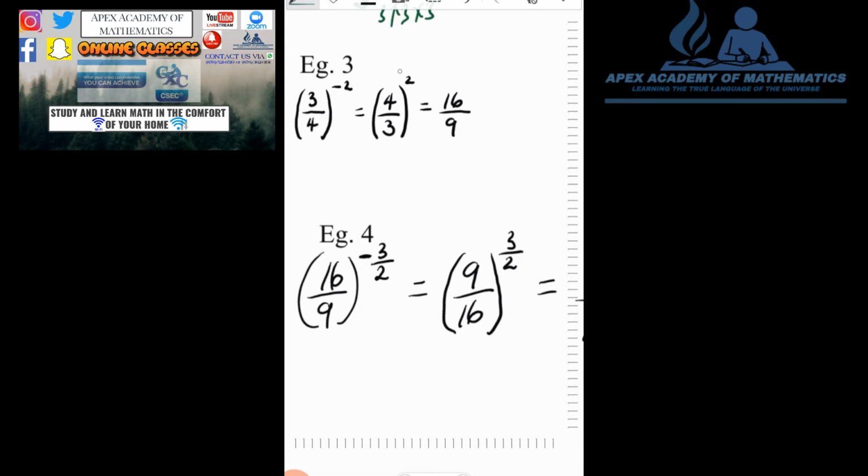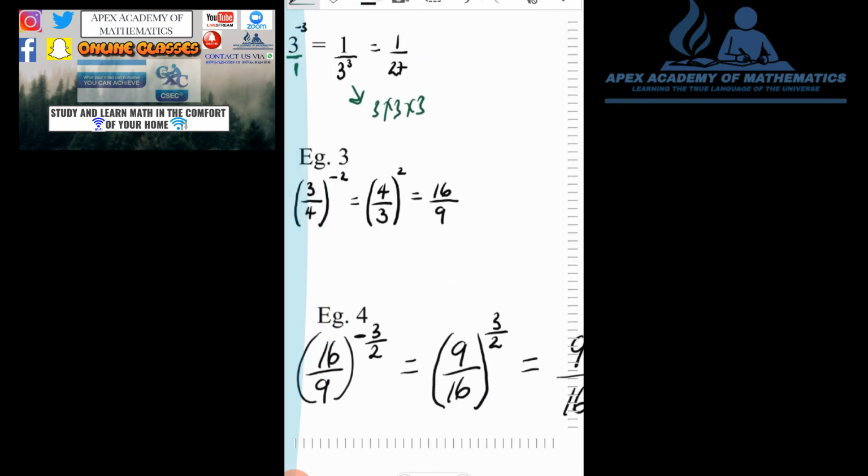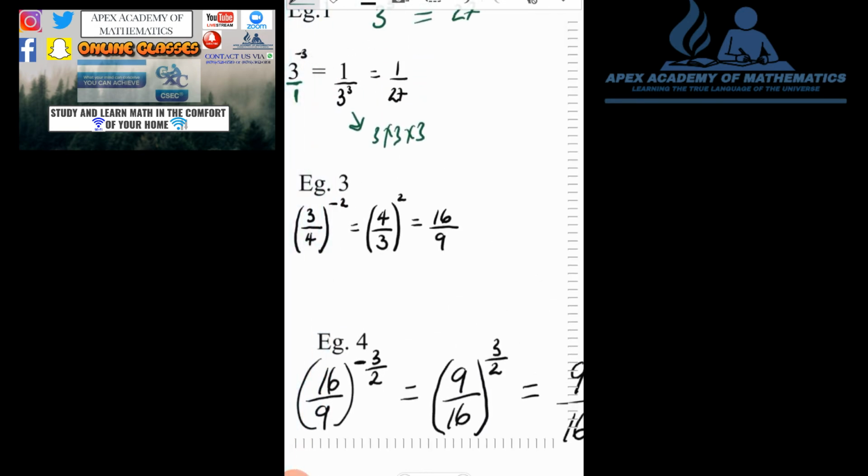Okay, so I know you're probably looking at this and saying, how come the 3 was at the top and then it went to the bottom? Should this 2 go to the bottom of the 3? No, the minus 2 here is powering both the denominator and the numerator, because the 3 is not a number and the 4 is not a number. The 3 over 4 is the number.